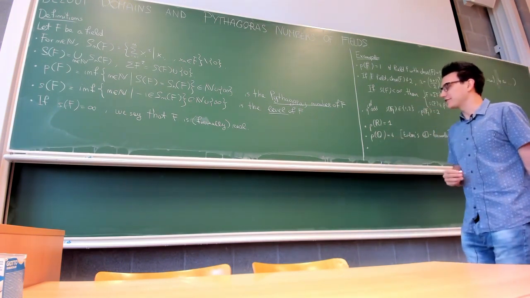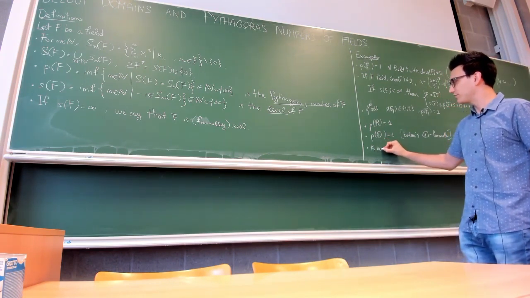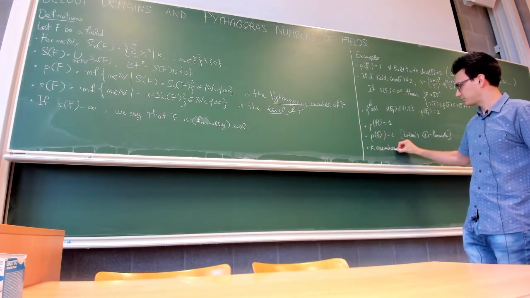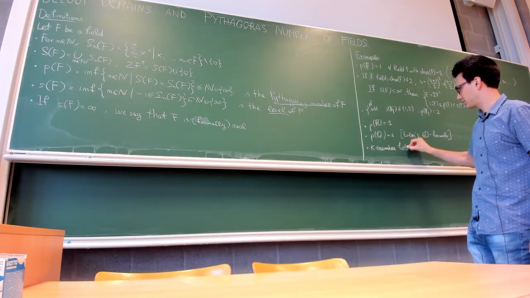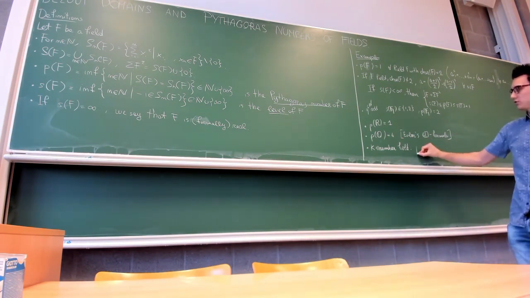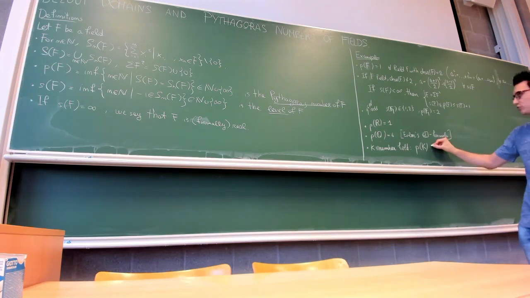And okay, what's the next kind of fields that we can analyze? The number fields. So I mean a finite extension of Q. The Pythagoras number of a number field is at most 4, but this is much more complicated to show than for Q.